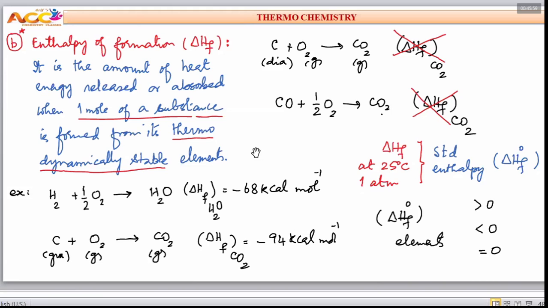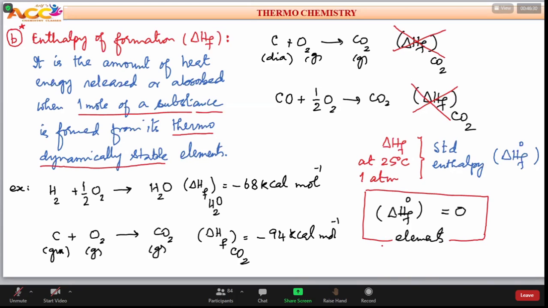Therefore, remember, always the standard enthalpy of formation of any element is taken as zero. Why? Sir, we cannot prepare elements from elements. Yes, sir, we can prepare elements from compounds. We prepared hydrogen gas in 10th class. In lower classes we also prepared chlorine gas, but all were prepared from molecules, from compounds, not from the elements. Is it clear? Okay, this is one thing.